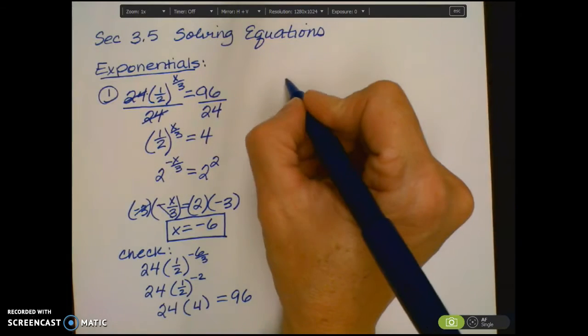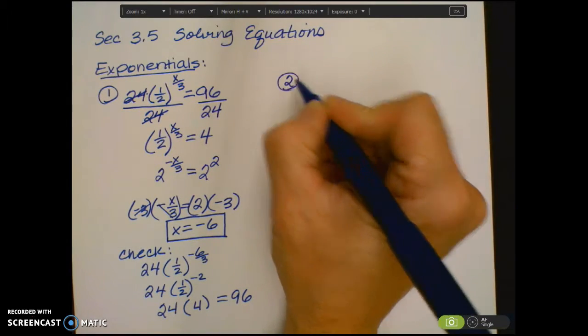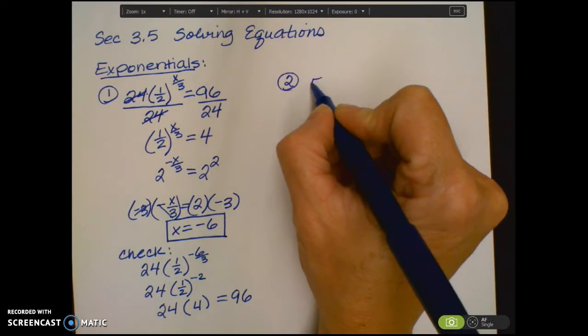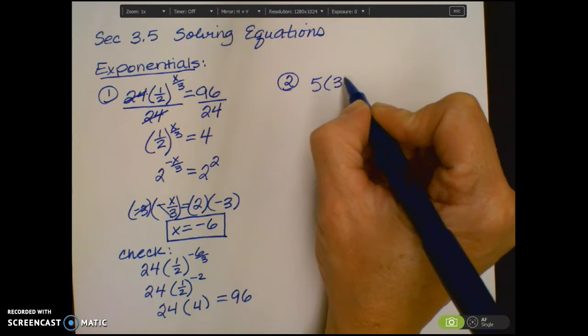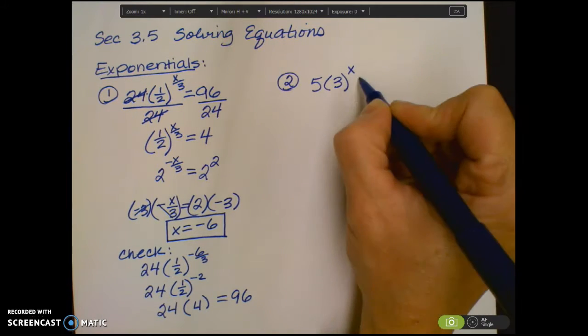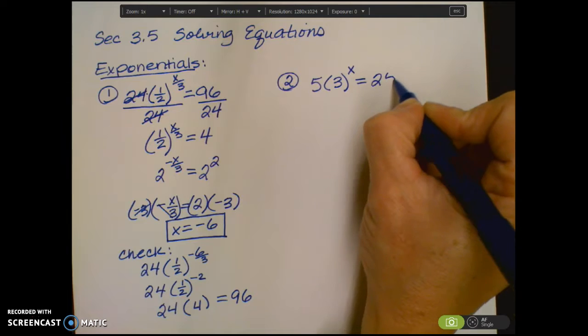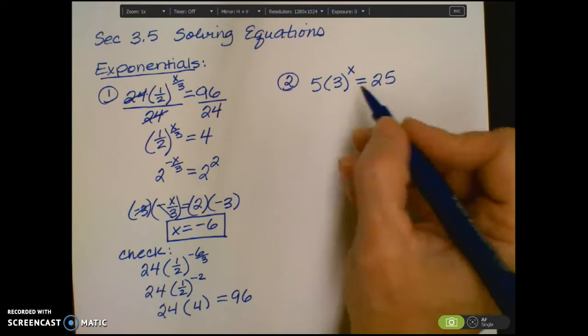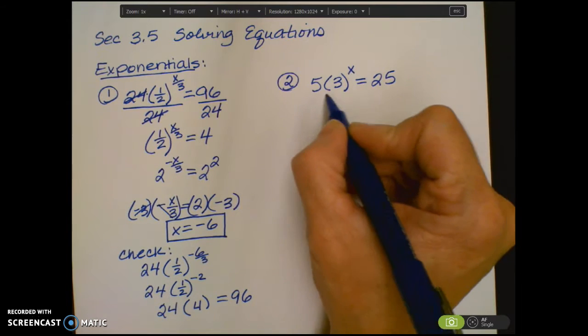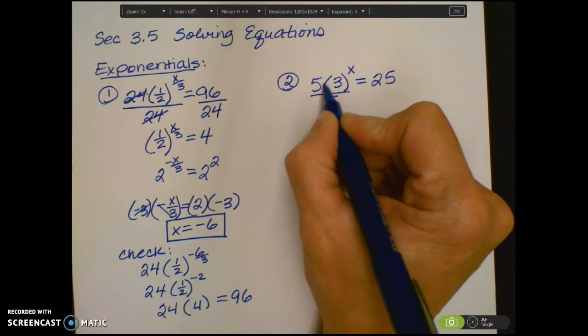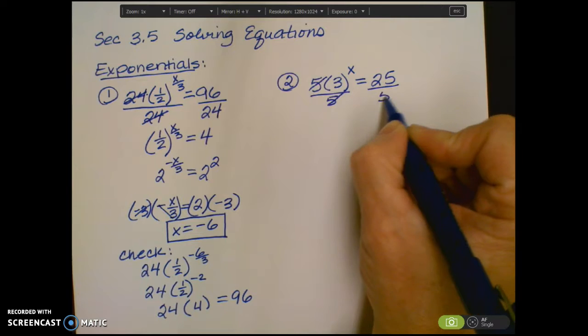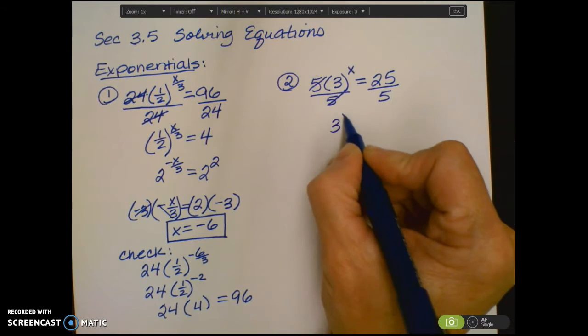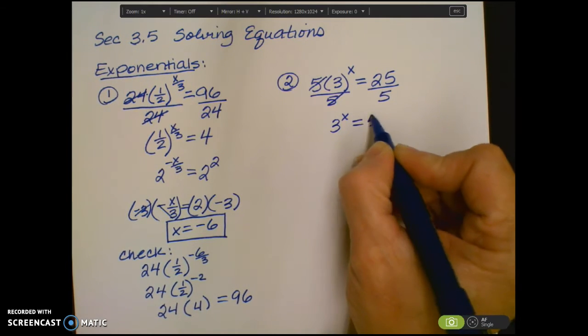All right, so let's look at another example then, number 2. 5 times 3 to the x power equals 25. Same steps as before. I want to isolate the base and exponent, so I'm going to divide both sides by 5. So 3 to the x equals 5.